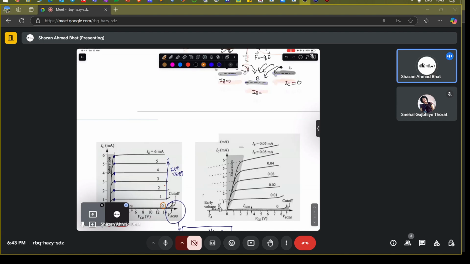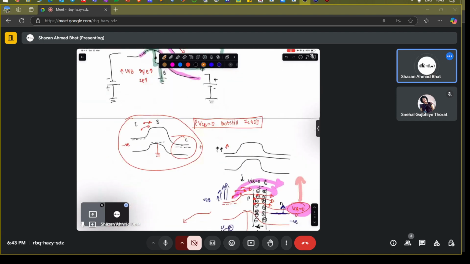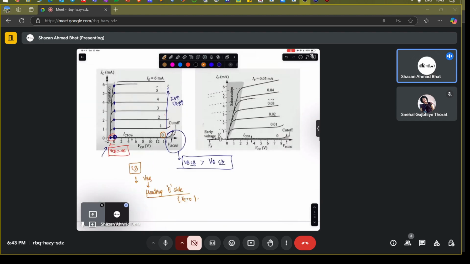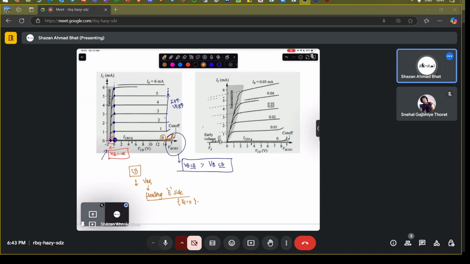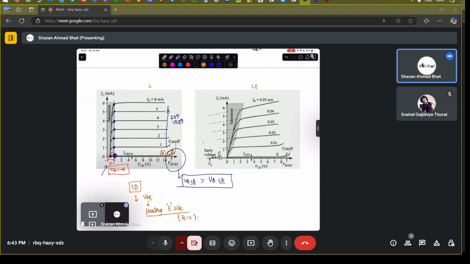We start to increase this voltage, and we see at what point the collector current shoots up, at what point this particular region arises. And we basically note that this breakdown voltage is higher in case of a common base configuration than in case of a common emitter. This is common emitter, this is common base.